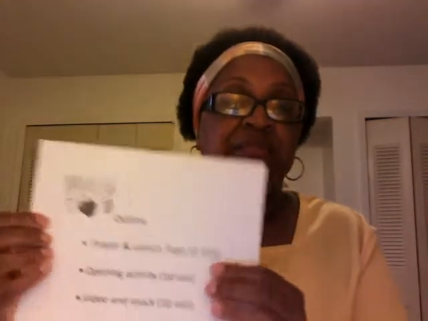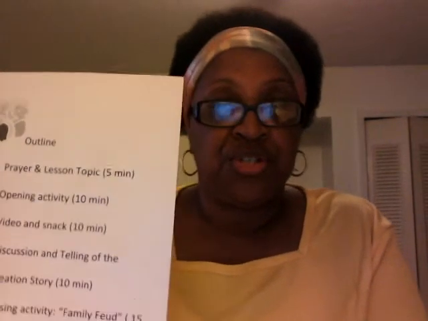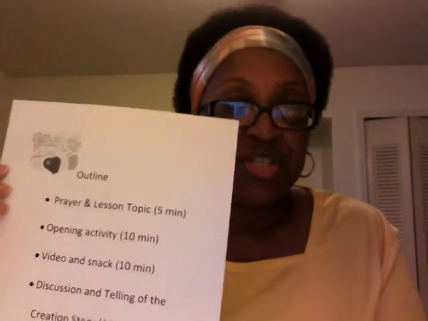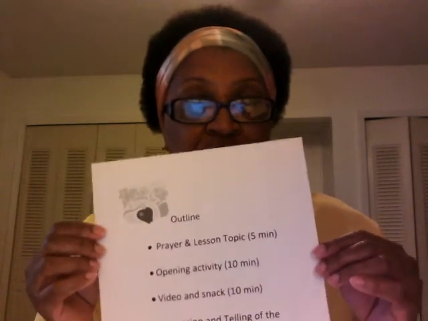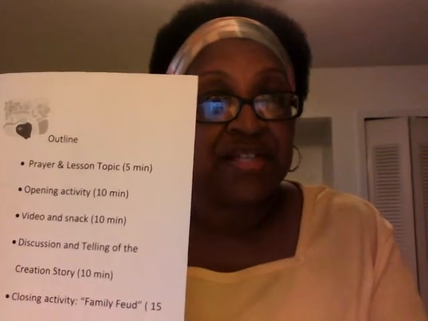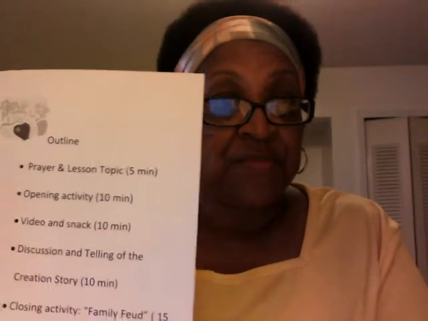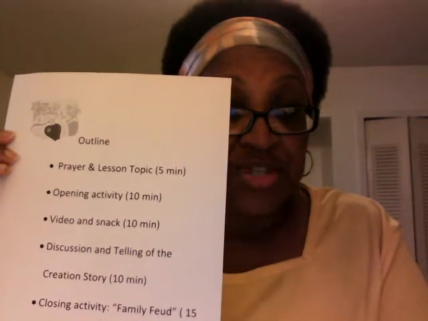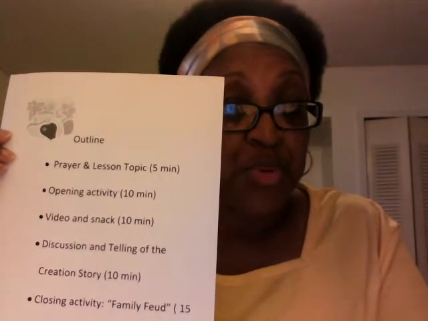The outline is the most important thing when you're going to do a lesson plan. You can get lost. You need this as a guideline when you're teaching your class, so I never do anything without having an outline. And the outline of this lesson that we will be doing: the prayer and the lesson topic will be the first things that they do when they come in. Usually take about 5 minutes for prayer, and then you would tell them what the topic is.